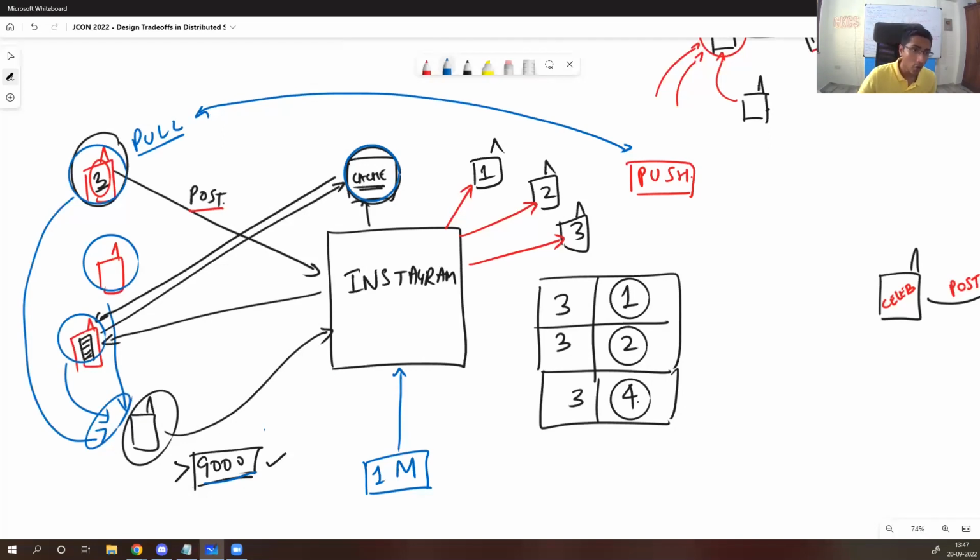Syed is asking, depends on the notification size we decide to pull or push, right? Yes, it does depend on the notification size, whether you want to pull or push. It depends on the popularity of the post, whether you want to cache it or not.